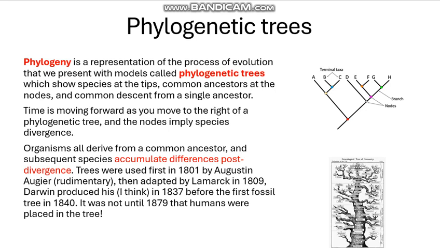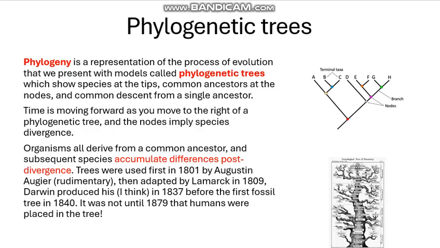Time is moving forward as you move to the right of a phylogenetic tree, or in this case moving up in the one I put on the top right. Organisms all derive from a common ancestor, and subsequent species accumulate differences post-divergence.